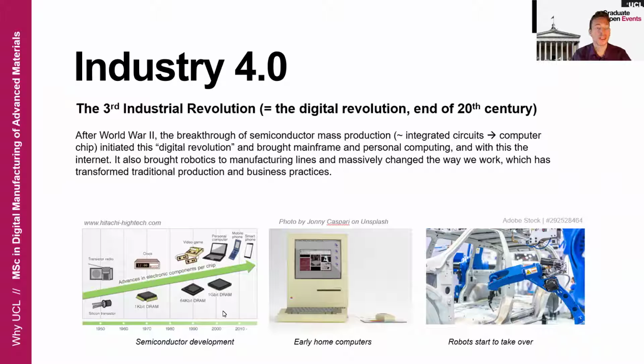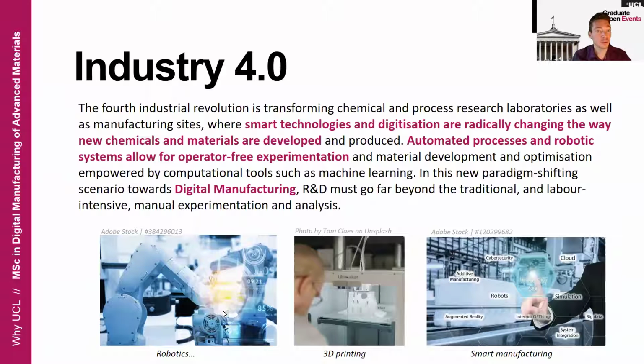So as you can see, we call something an industrial revolution whenever new technologies are changing the way we research and we produce, and we develop and we manufacture the goods we need for our daily lives. And this is the fourth industrial revolution now. So what are the new technologies that are changing the way we produce goods? Well, we call them smart technologies and digitalization, and they're radically changing the way new chemicals and materials are developed and produced. And what we're speaking of now within Industry 4.0 is how automated processes and robotic systems allow for operator-free experimentation and material development, and of course, the big problem of optimizing these materials.